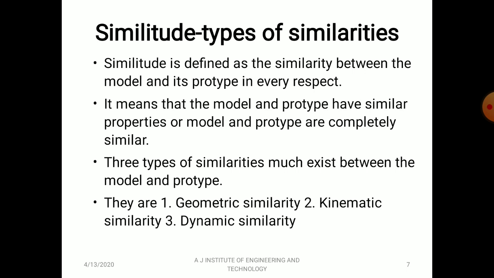Prototype means the actual structure. So it means that the model and prototype have similar properties, or the model and prototype are completely similar. When you are going for construction of a model, it should have some dimensions or shapes similar to the prototype. Three types of similarity must exist between model and prototype. That is very important. Three types of similarity should match with respect to model and prototype. First one is geometric similarity. Second one is kinematic similarity. Third one is dynamic similarity.